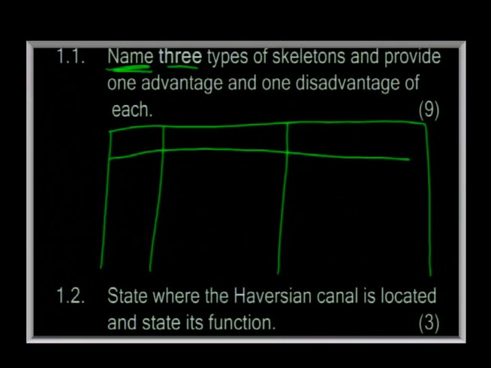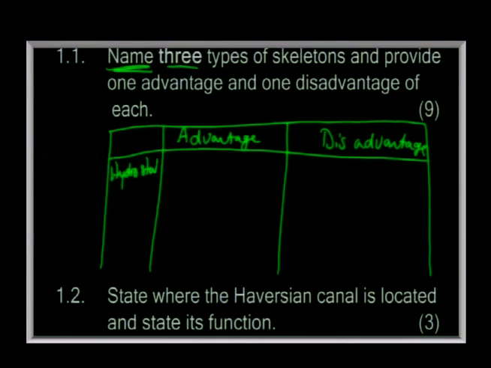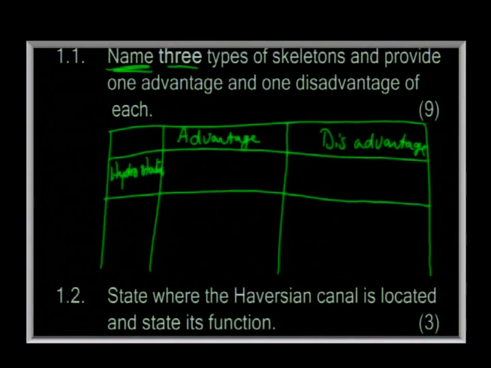So what you do is you do something like this. And you'll say, right, this is the skeleton. So the first one we're going to start, this is the, hang on, let's just write advantage and disadvantage. Okay, so first one we'll do hydrostatic. Okay, because you've got to name the skeletons. And advantages of your hydrostatic skeleton would be they are not rigid, they are flexible, okay, and they also aid circulation. So any one of those 3 you could have written as an advantage of a hydrostatic skeleton.